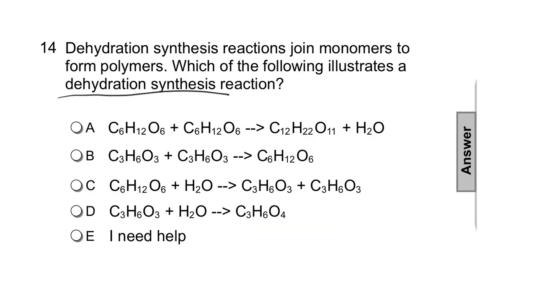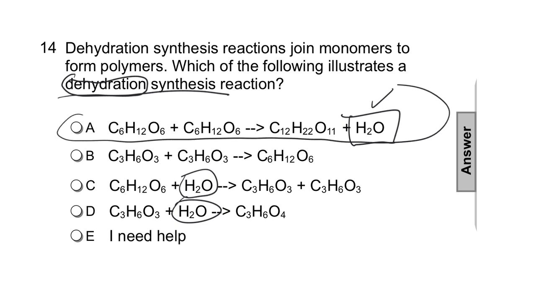So dehydration means water is produced, is taken out of the reactant. So look on the right side for one that has water in it. Okay, I only see A is having water on the product side. These two have water on the reactant side, so those are hydrolysis reactions. This one right here is some other kind of reaction, but neither hydrolysis nor dehydration synthesis. So my answer is letter A, again, because water is taken out of the reactants, is produced.